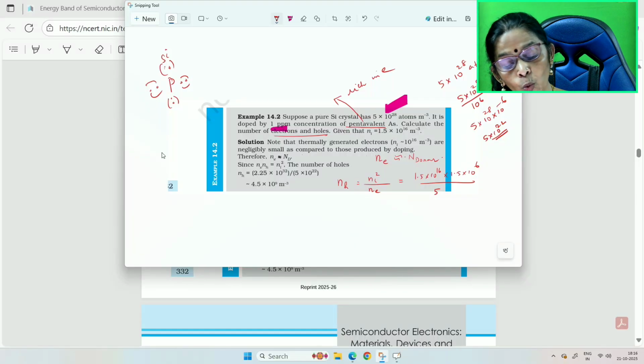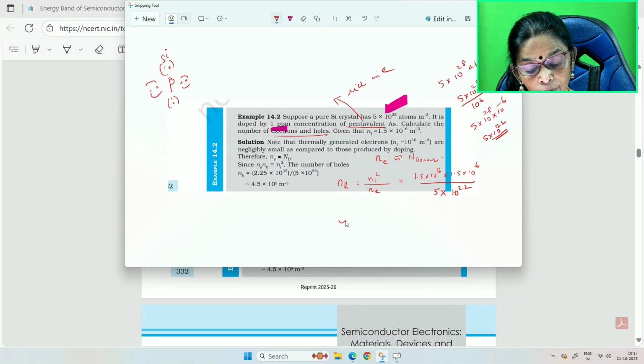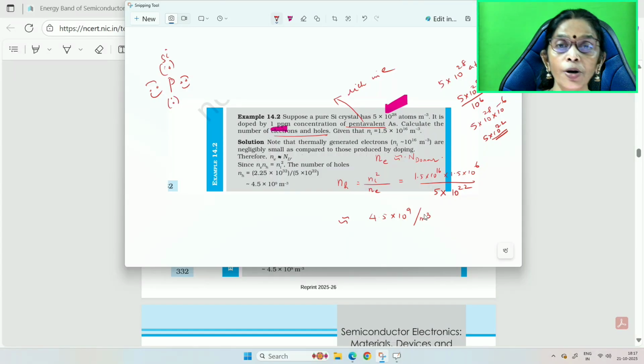So now, 1 part per million, for per meter cube is 5 into 10 power 28. So for 10 power 6, we are finding out 5 into 10 power 22. Therefore, the number of electrons is 5 into 10 power 22. So when you divide, you get approximately 4.5 into 10 power 9 per meter cube. So hope you understand this, children.